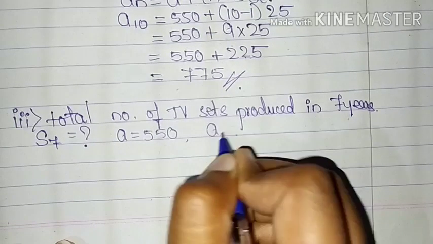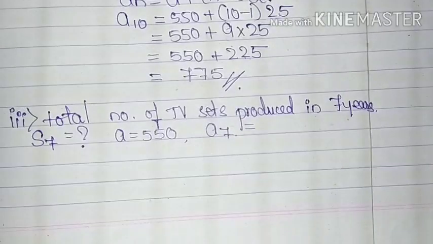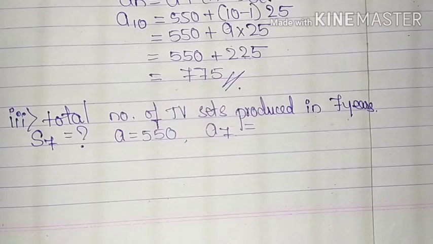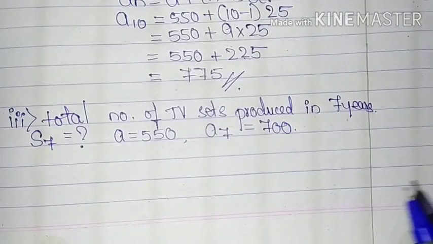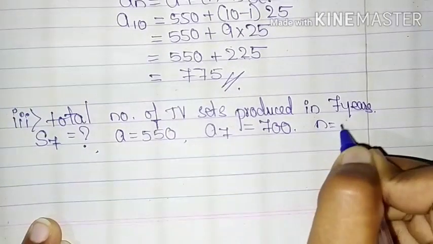We know the value of A7. They had told us in the 7th year they produced 700 sets. So we'll directly make use of the formula Sn is equal to n by 2 into A plus An. If you feel comfortable enough, then you can also try solving this problem using the formula Sn is equal to n by 2 into 2a plus n minus 1 into d. You will get the same result. Here I am making use of Sn is equal to n by 2 into a plus an, where my A7 is 700. It was given. And n is equal to 7.